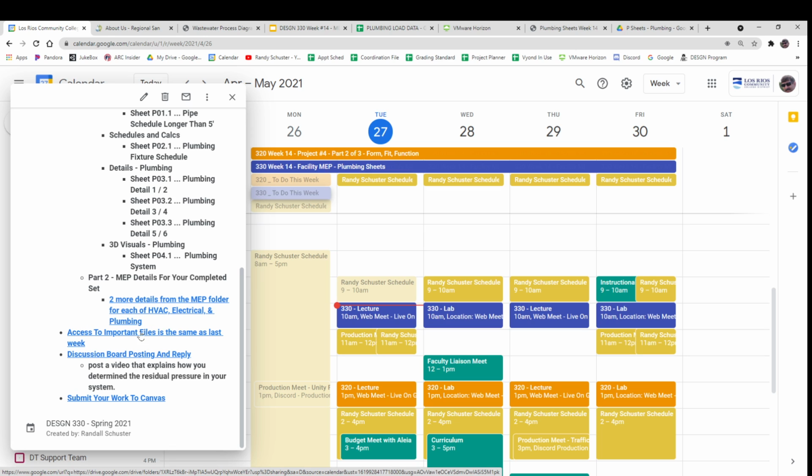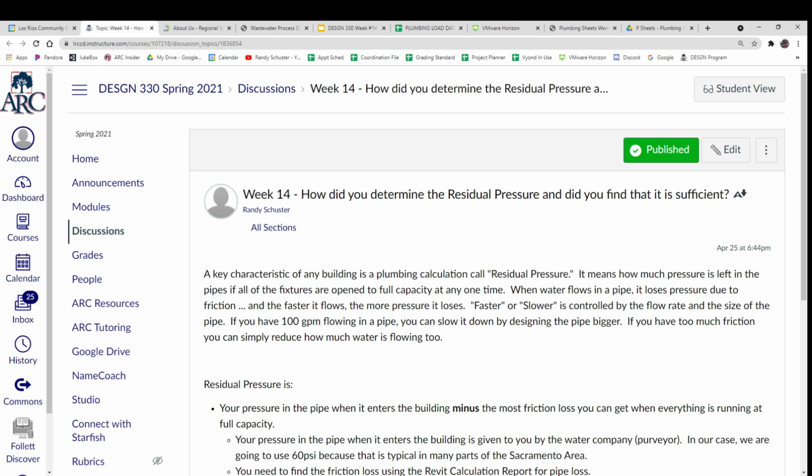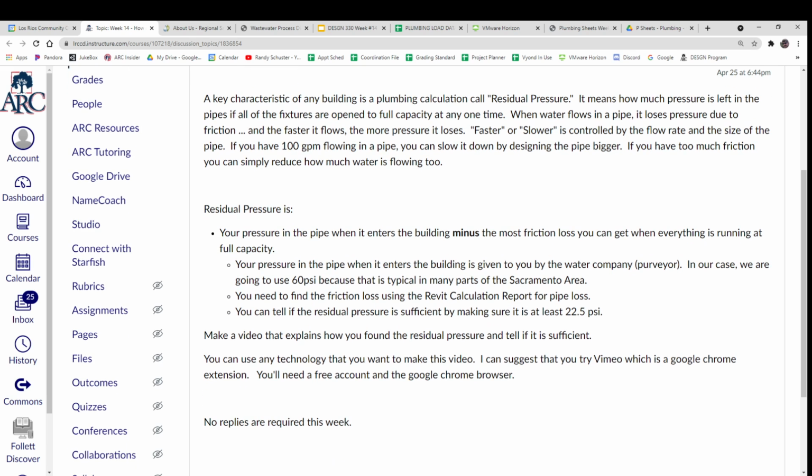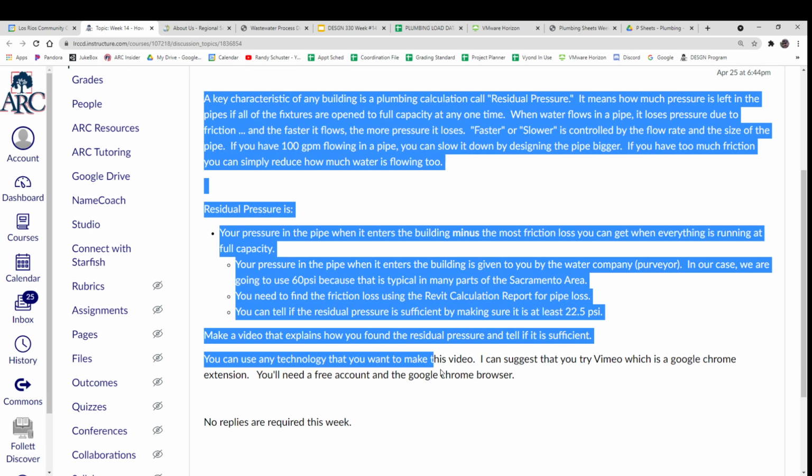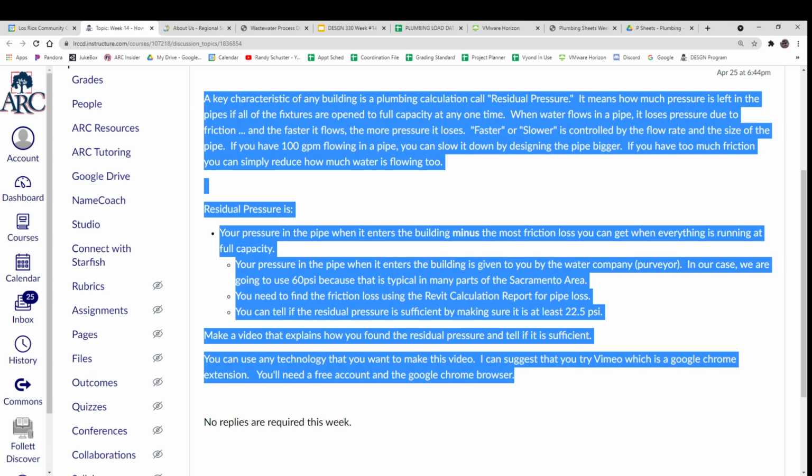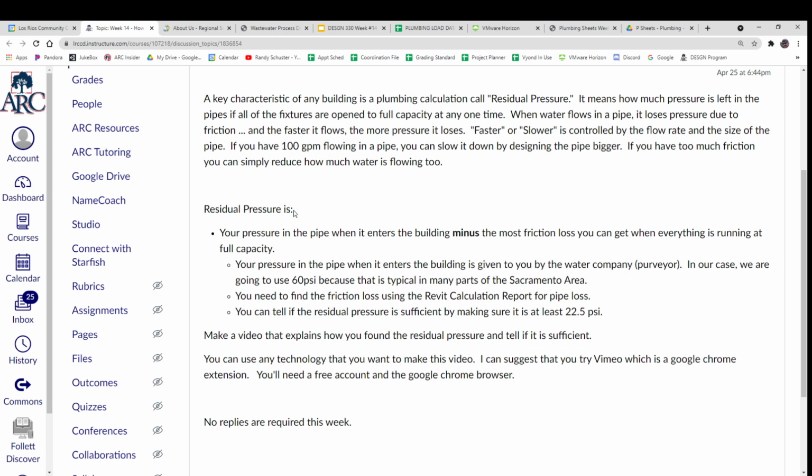Important files are in the same place. There is a discussion board posting, and I just need you to read this through. We'll go over it, but this is about a very important calculated value called residual pressure. And that calculation tells you whether you're going to be able to occupy your building or not once it's built. So it's a very, very important one.